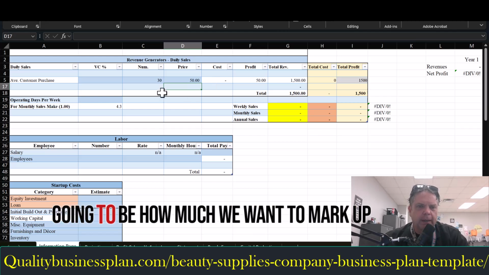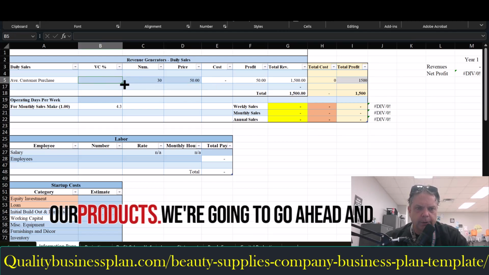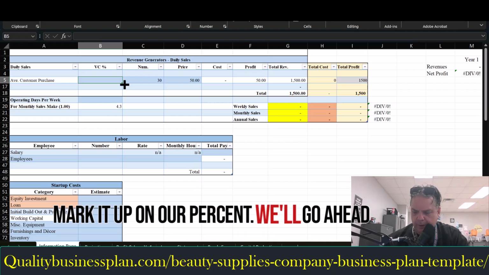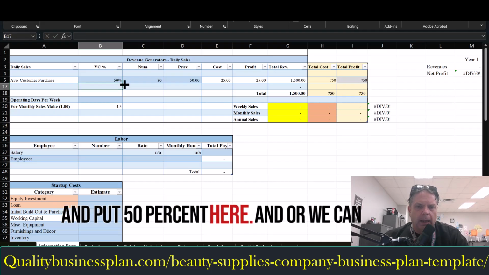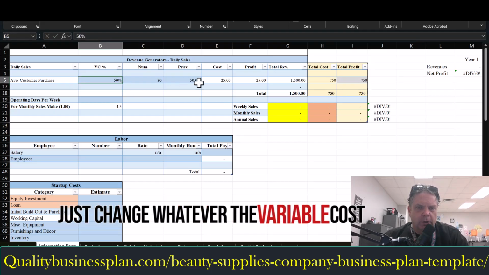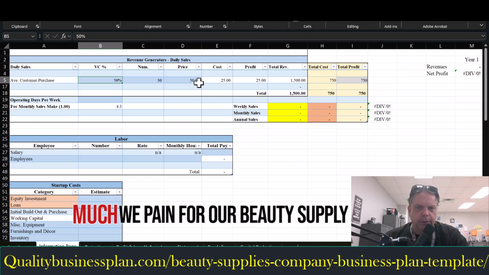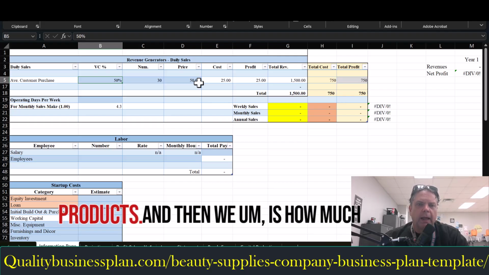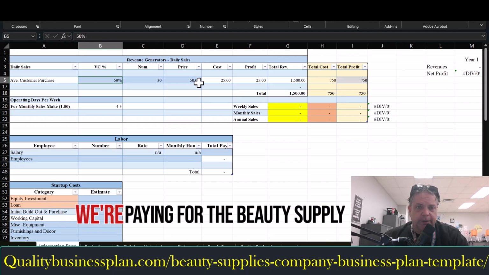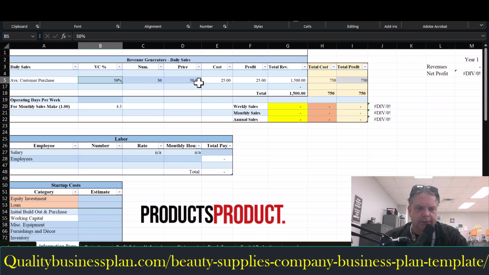The next step is going to be how much we want to mark up our products. Are we going to go ahead and mark it up 100%? We'll go ahead and put 50% here. Or we can just change whatever the variable cost is. The variable cost is simply how much we're paying for our beauty supply products.